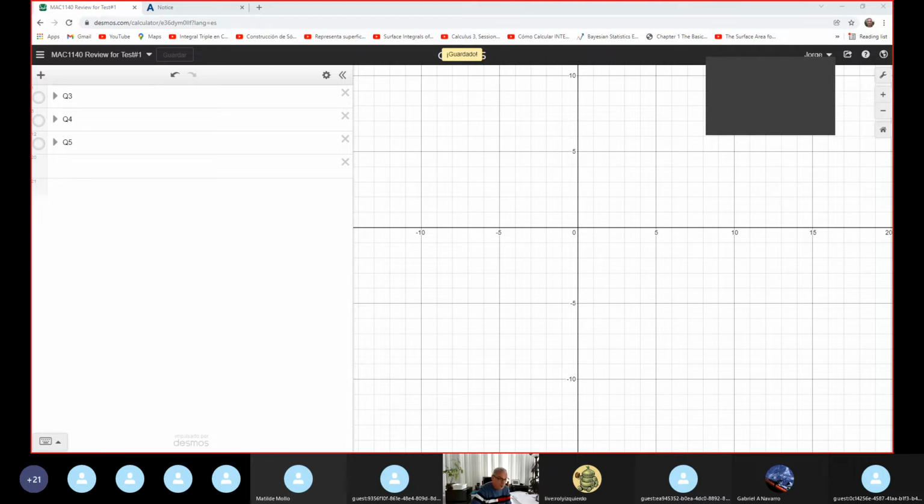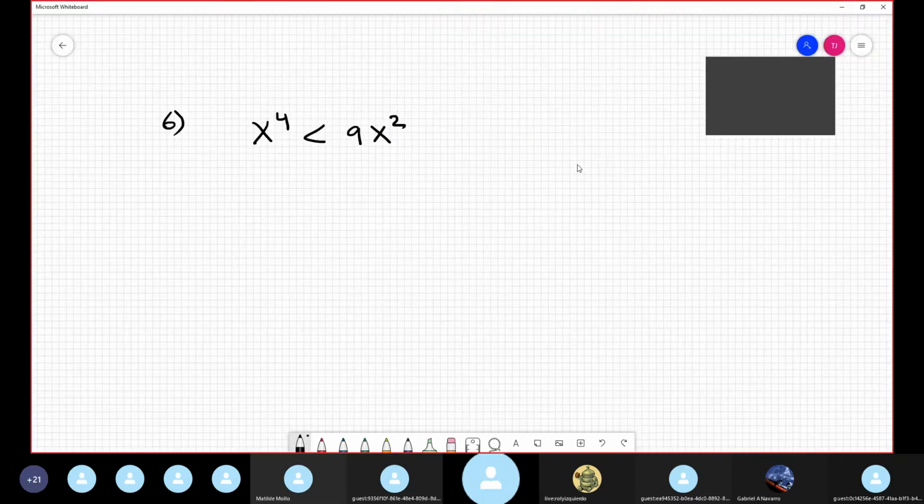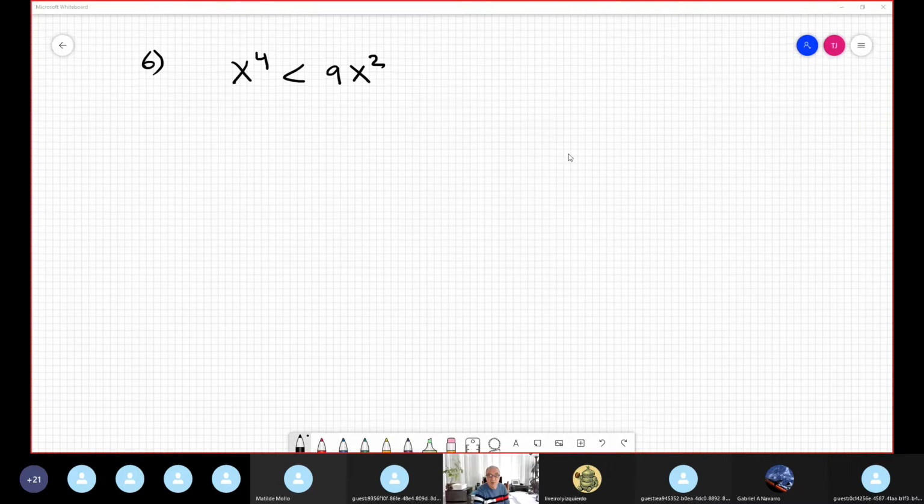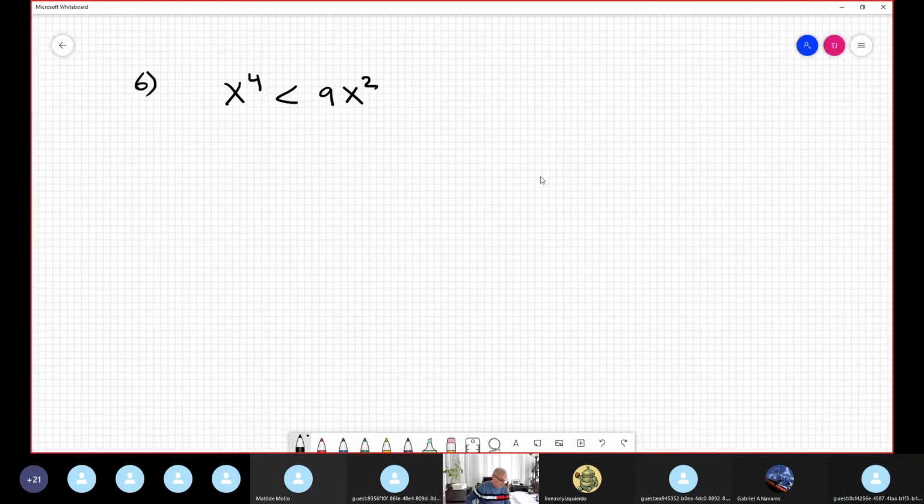Number 6 says solve the polynomial inequality: x to the 4th power less than 9x to the 2nd power. And remember, for solving this polynomial inequality, you manipulate it in order to put the 0 on the right hand side. Do you see now? Yes.